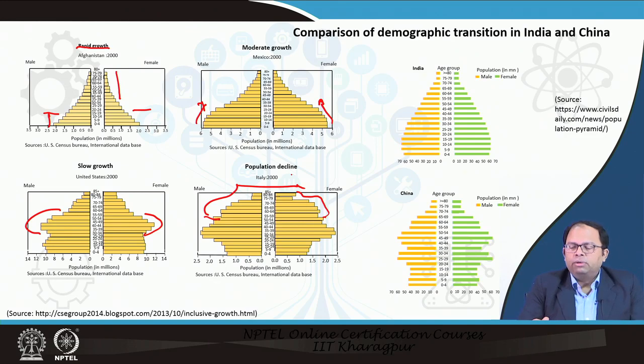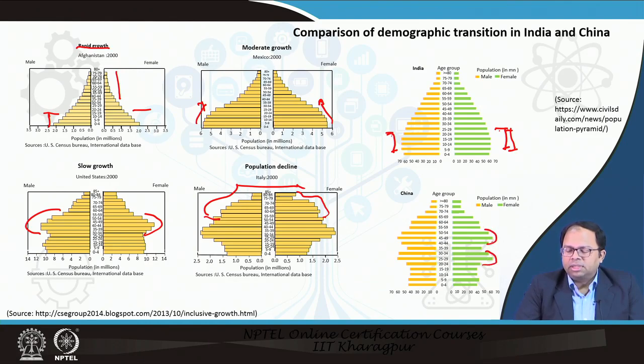Similarly, if I compare the case of India and China, we can see the demographic dividend, as we call it. In India we see the maximum number of people in the age groups of around 20 to 24. This is where most of our population is concentrated in India, whereas in China we can see that the bulge is over here and here.